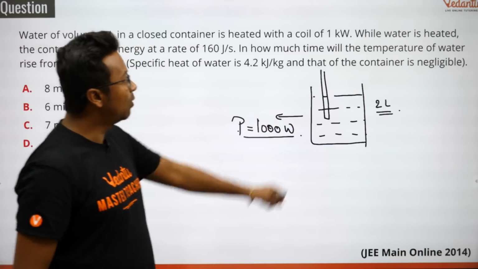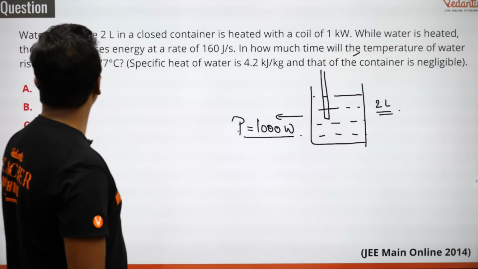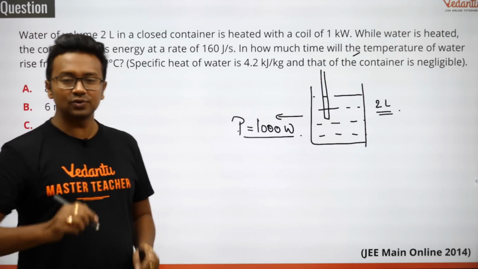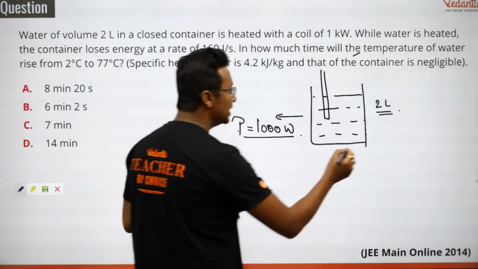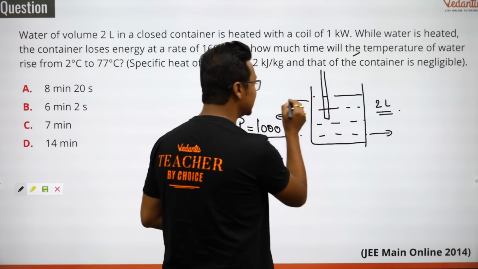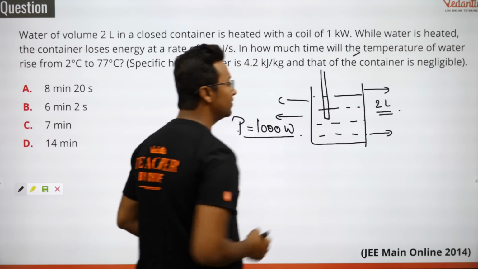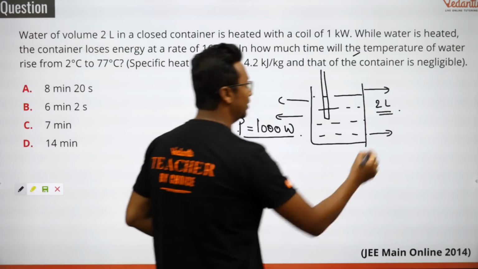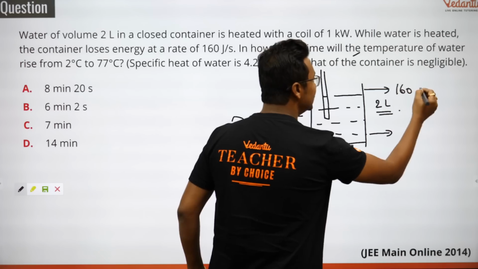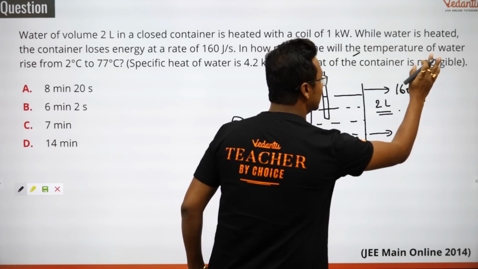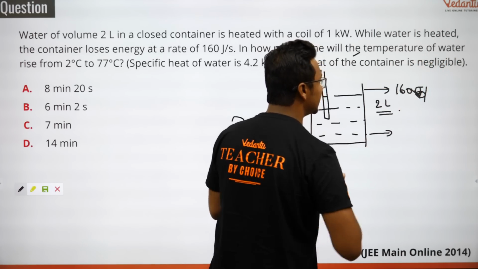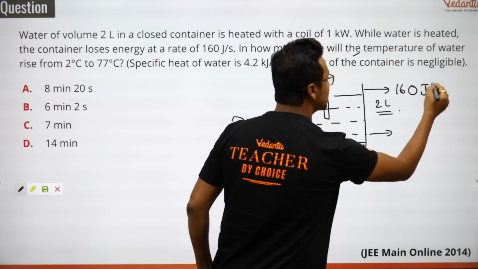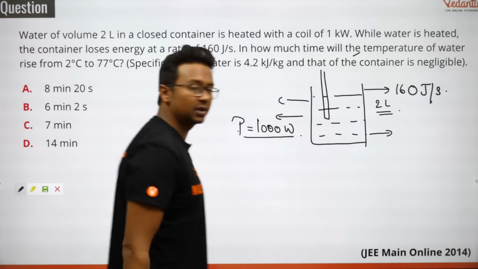Clear? Now while the water is heated, the container loses energy at a constant rate. So there is loss of heat to the surroundings, as we can say. Some of the heat is getting lost out here, and it is losing at the rate of 160 joules per second, or 160 watt.